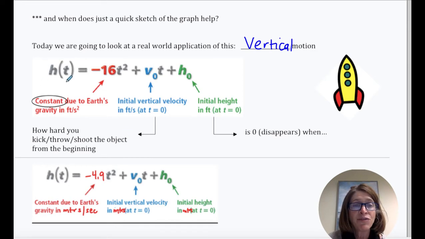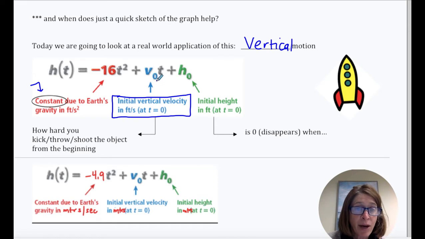The first model is h of t equals negative 16 t squared plus v sub 0 t plus h sub 0. Negative 16 is a constant related to gravity, because gravity is actually 32 feet a second squared. So the formula really is negative 1/2 g t squared, but we simplify it to 16 because 1/2 of 32 is 16. V sub 0 is the initial vertical velocity of whatever you're throwing. H sub 0 is the initial height in feet. We call that the y-intercept as well.